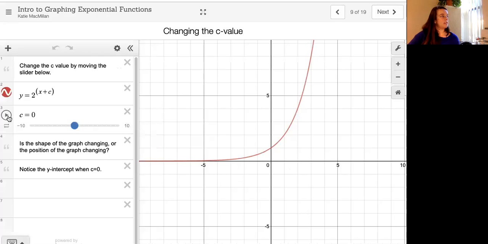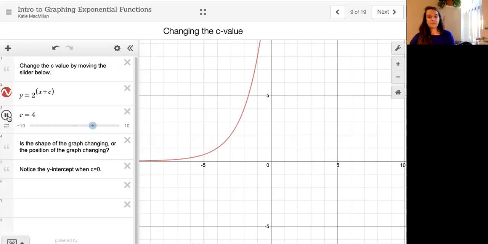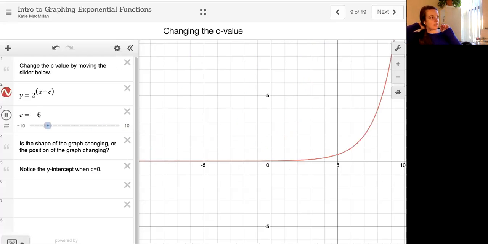Now we're thinking about C. What happens when we change C? So on slide 10, you're talking about how C changes.